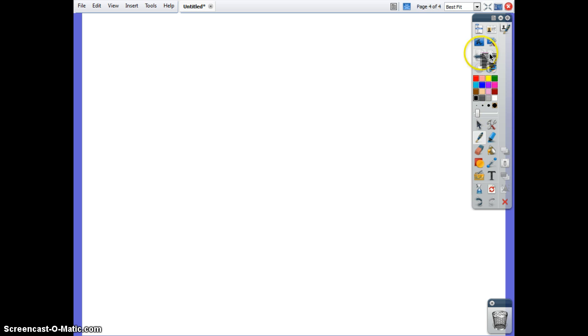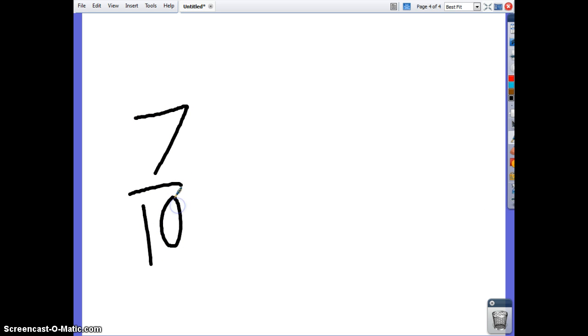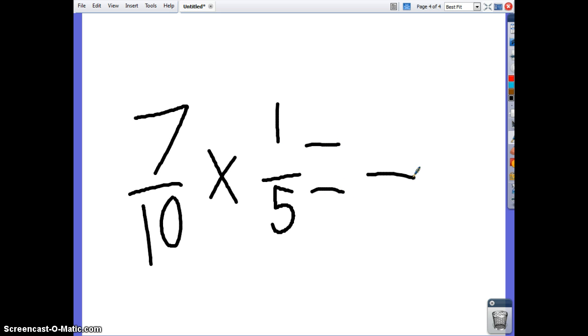Now, for multiplying, as before, I am going to use 7/10 and 1/5. Except this time I will not have to find a common denominator. Instead, I'll just need to find 7 times 1. That equals 7, and 10 times 5, which equals 50. Now, can this be simplified? I believe not.